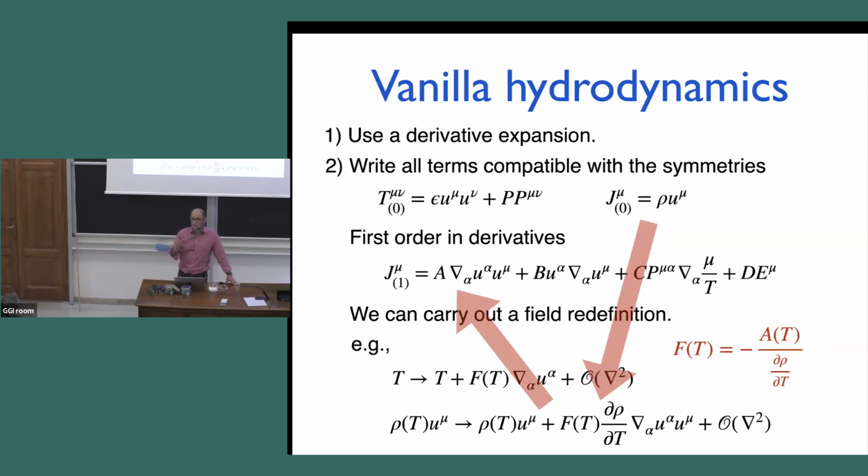So the equilibrium configuration stays the same. And if you want the equilibrium configuration in the presence of sources, or with some other Killing vector, to stay the same, that will fix part of this field redefinition.